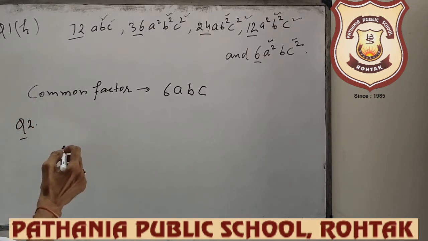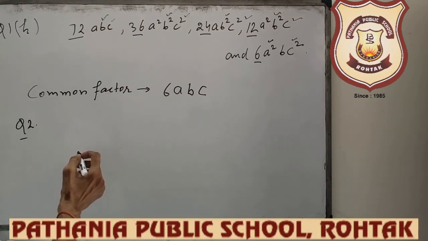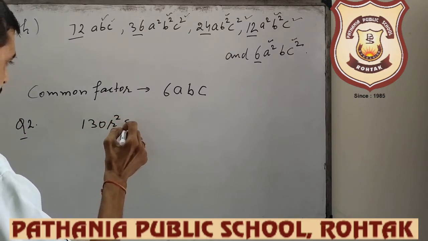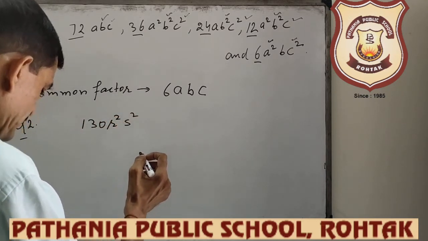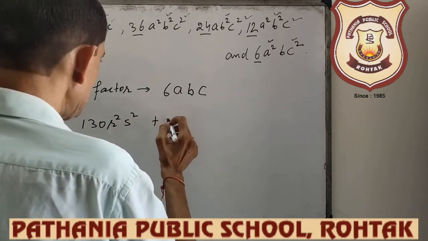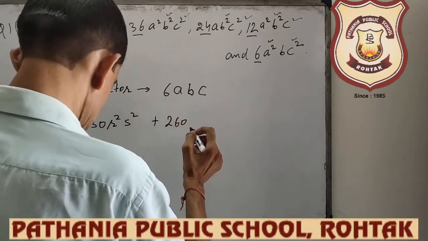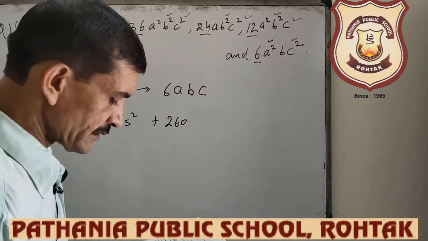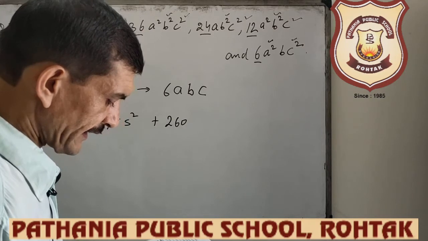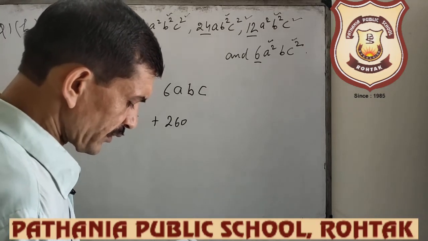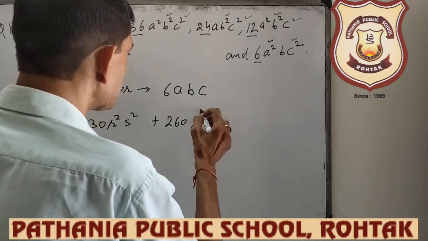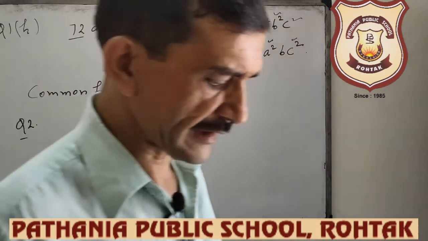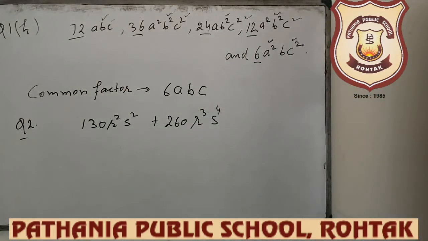Just like the first question: 130 r square s square, whatever number or variable is given, plus 260 r raised to the power 3 and s raised to the power 4. Factorize by taking out common factors.